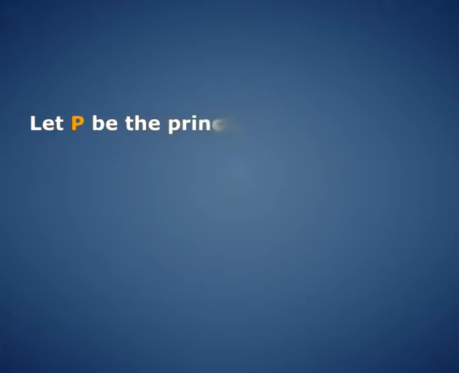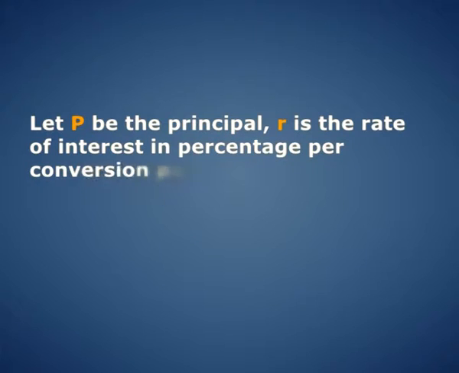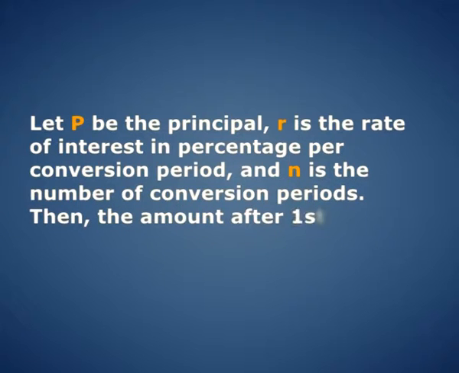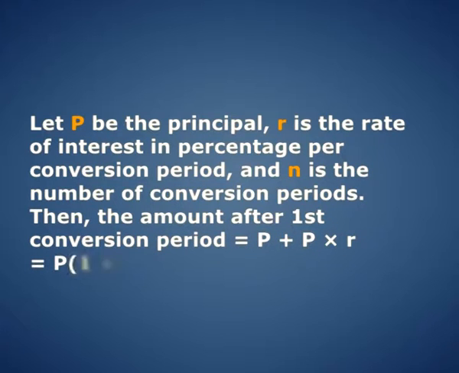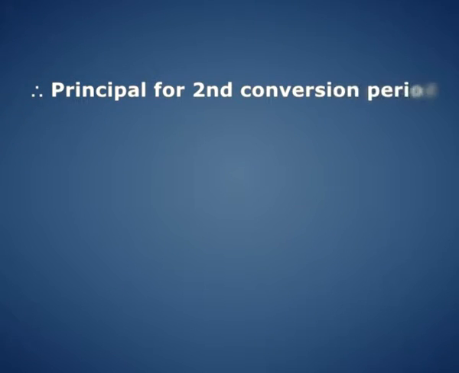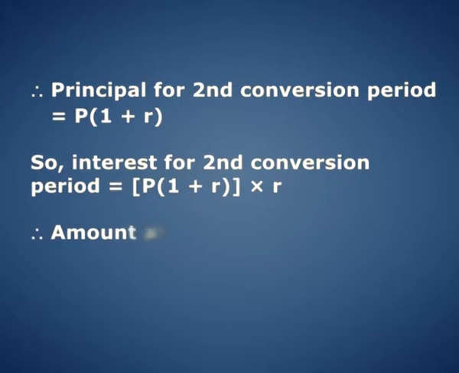Let P be the principal, small r the rate of interest in percentage per conversion period, and small n the number of conversion periods. Then the amount after the first conversion period will be equal to principal P plus P into r, so that is equal to P into 1 plus r. So the principal for the second conversion period will be equal to P into 1 plus r. So the interest for the second conversion period will be equal to P into 1 plus r into r.